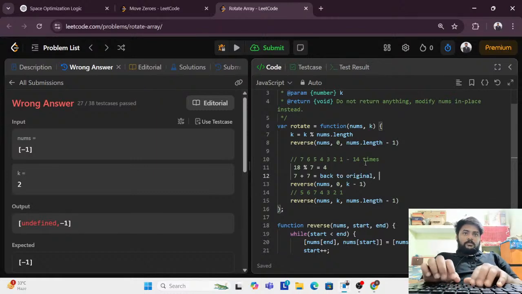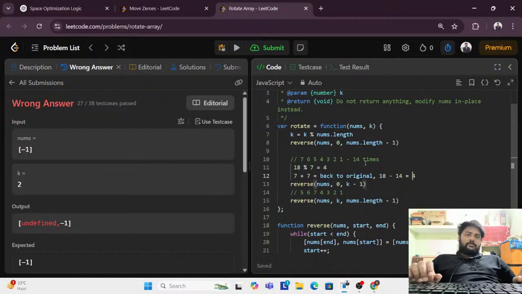And what is the remaining sum? 7 plus 7 is 14, which means 18 minus 14 is equals to 4, which means I just need to rotate by 4 times. That is why I'm using k is equals to k modulo nums dot length, right? So this was the reason, right?